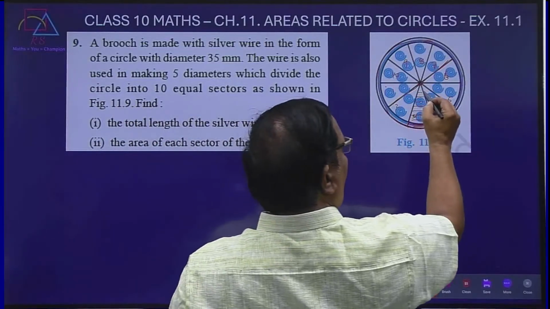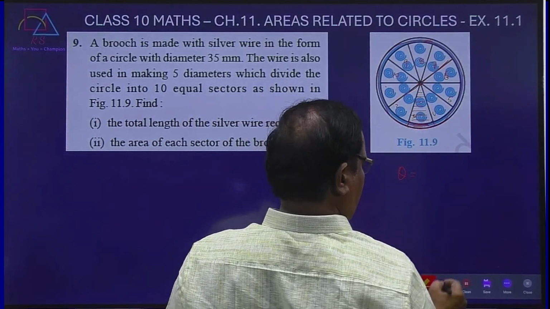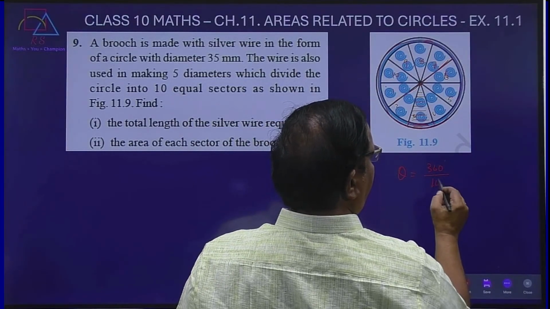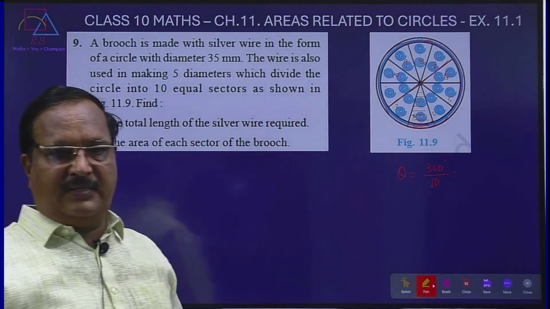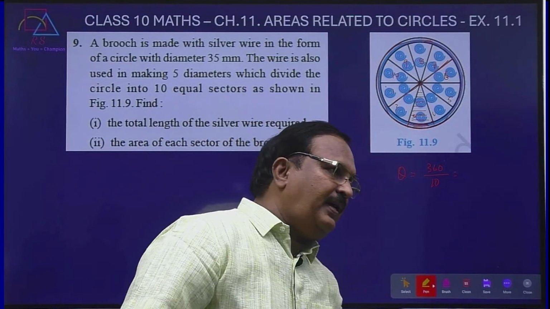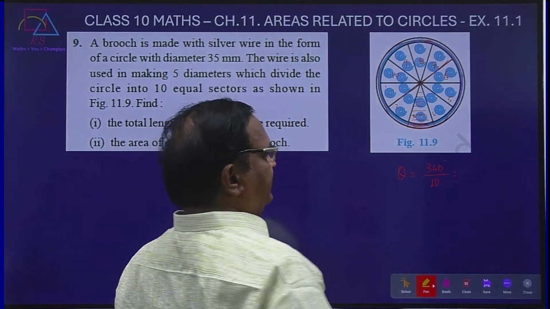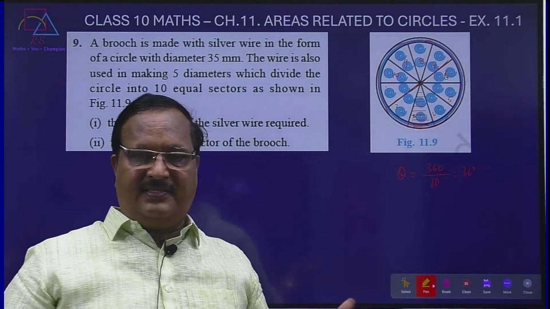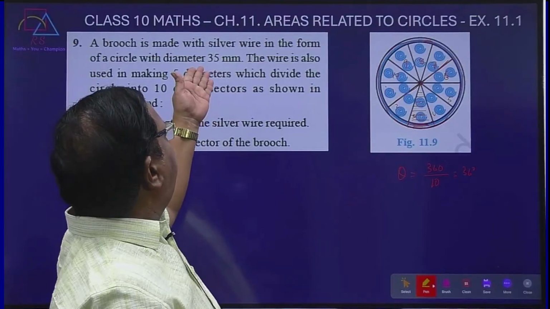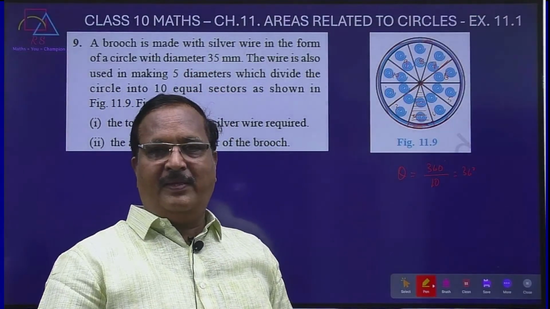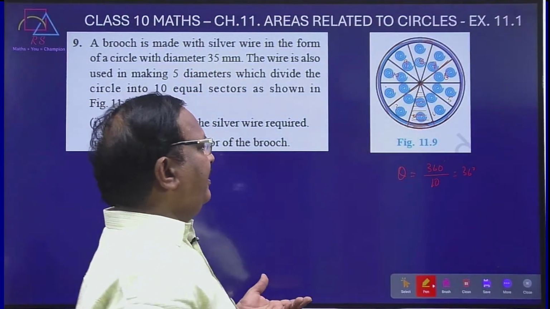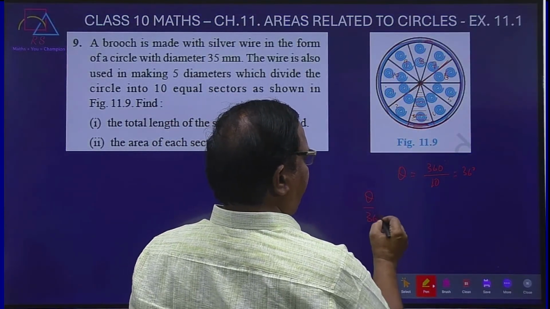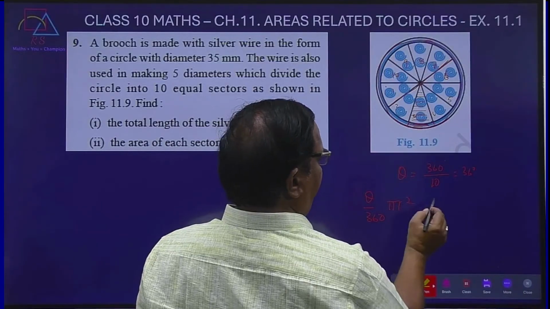So how much do we need for the sector angle? The sector angle we need is 360 degrees divided by 10. So it is equal to 36 degrees. So each sector angle is 36 degrees. Radius we know is 35 by 2. Then area of each sector is equal to theta by 360 into pi r square.